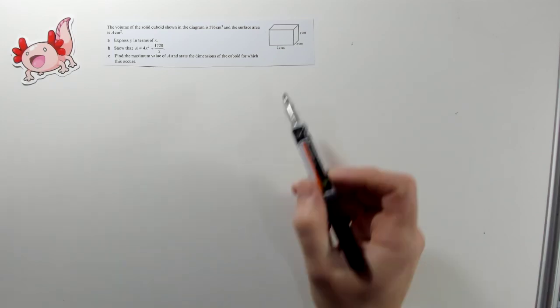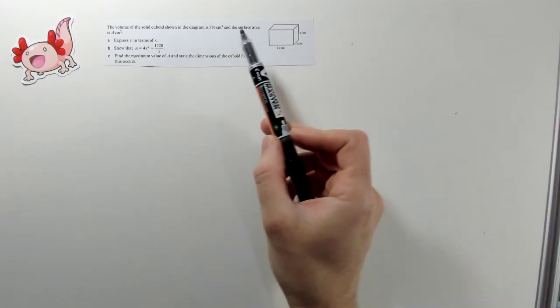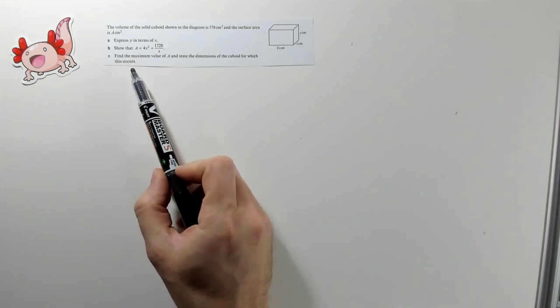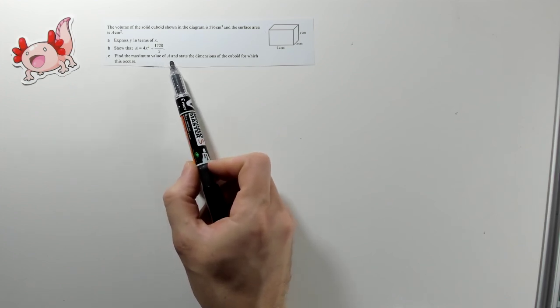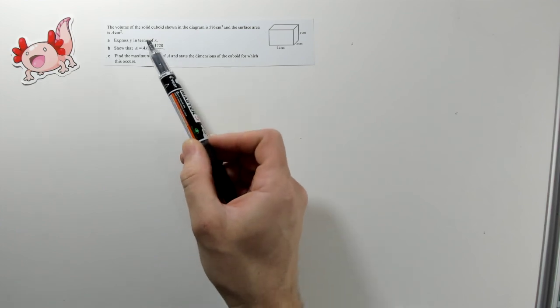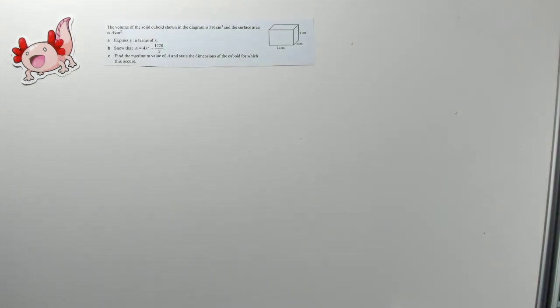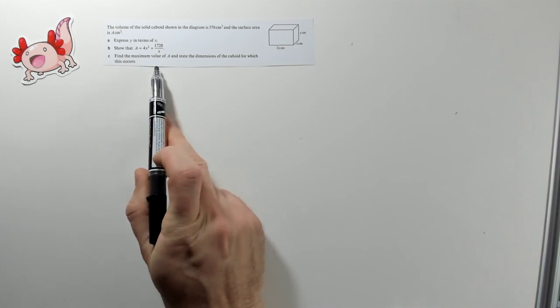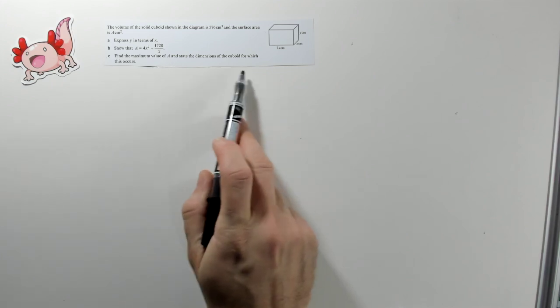Okay, in this question, they're giving us a cuboid. They're actually giving us the volume this time. And what we're going to try and figure out is the maximum value of A, which is the surface area. Usually in the exam, they won't be nice and structured like that. They'll just give you the first sentence and say, find the maximum value of A.